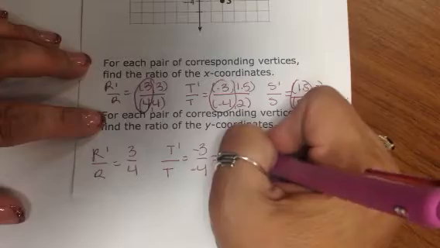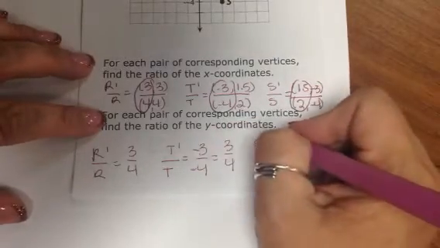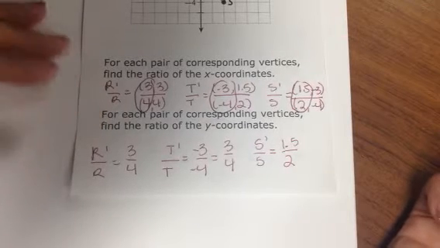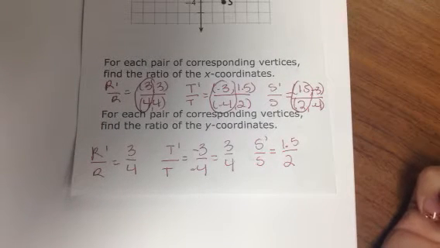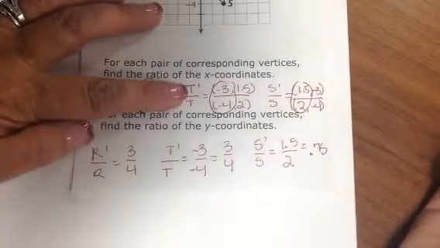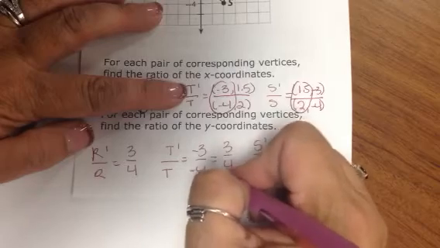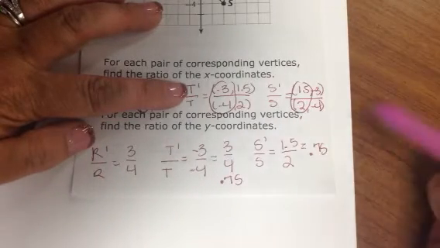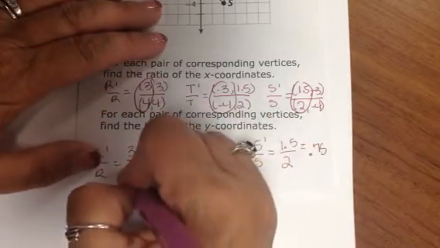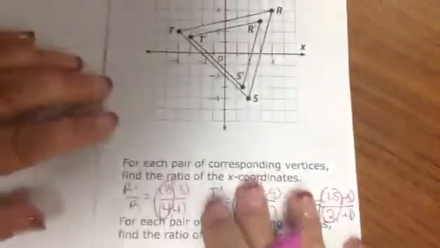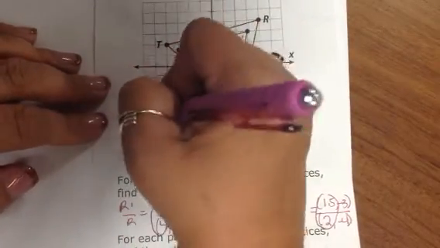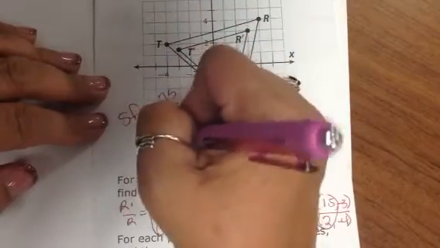And then I'm going to say S prime over S equals 1.5 over 2. Now here's my problem. 1.5 over 2 is not 3/4. But if I put that into my calculator and get a fraction, it's 0.75. 3/4 is also 0.75. So if you notice, this is just a reduction of 3/4. So this has a scale factor. Go back up here and write the scale factor of 0.75. Or you could also write it as 3/4.